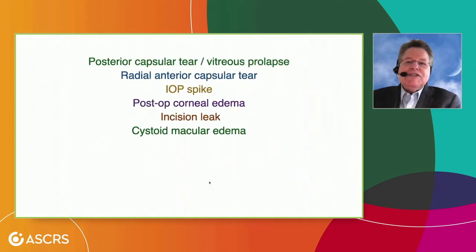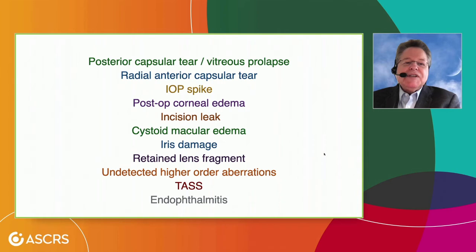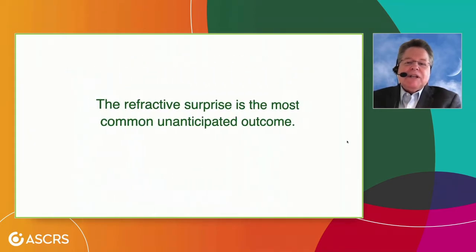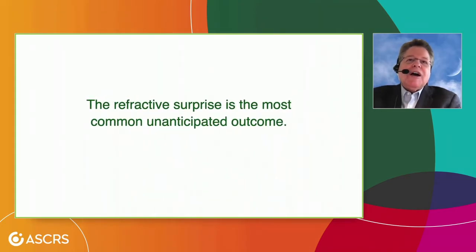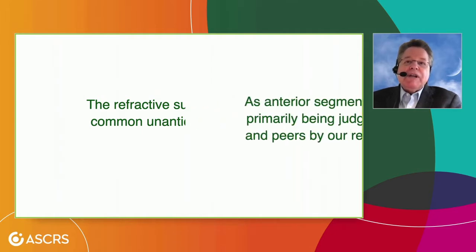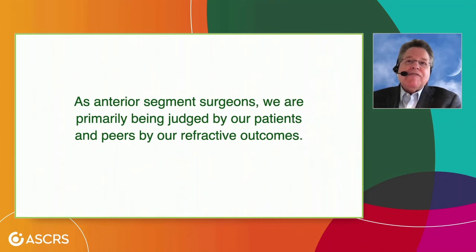So let's just talk about unanticipated outcomes here, and these are kind of the things that we think about that could happen in times of surgery. They're all common complications, but really the most common complication is an unanticipated outcome, something more than half a diopter, and sometimes even more than one diopter. So I think clearly this is one area where we need to put a fair amount of our efforts to make sure that it doesn't become an issue for you.